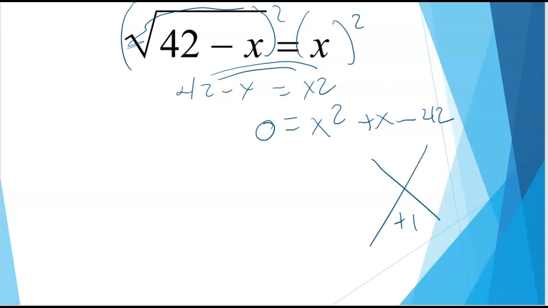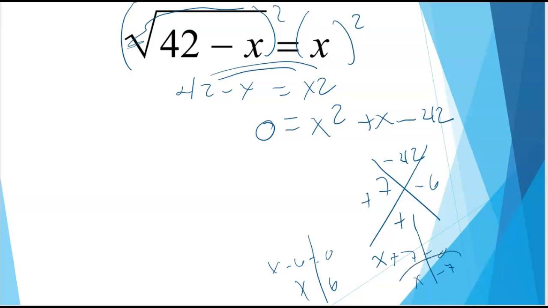Okay, we've got positive 1 minus 42. Let's see. What multiplies to 42 and subtracts to 1? How about 7 and 6? Okay, so x plus 7 equals 0. x minus 6 equals 0. x is positive 6. x is negative 7, right?